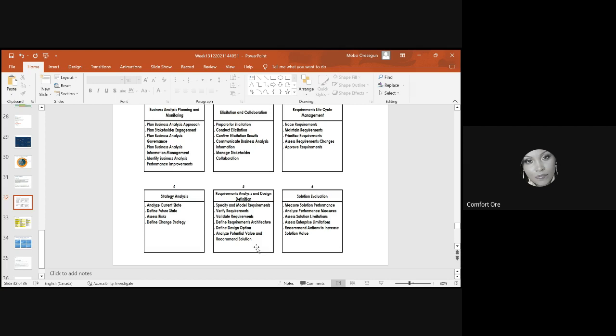Assess the solution limitations. Okay, so assess the enterprise solution. So assessing the solution limitation is internal. So the problems that that solution is facing internally. Enterprise solution is the problems that the solution is facing externally. We'll go into deeper details later. Then recommend actions to increase solution value. Of course, that's self-explanatory. So what needs to change? What needs to go? What needs to be introduced? What do we do? What strategy?